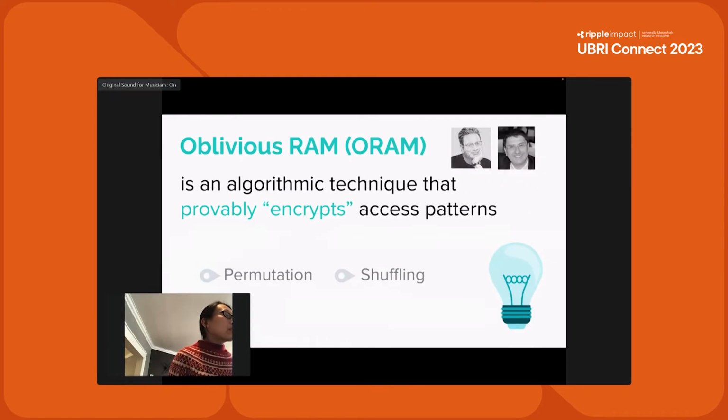Let me first quickly mention what ORAM is. It's an algorithmic technique that, I'd say, encrypts access patterns, because the security you get is as strong as encryption. Of course, you can encrypt data, but it's not clear how to encrypt access patterns, because access patterns are a side effect of program execution. But behind the scenes, essentially, you're moving the data blocks in memory and shuffling them as you access the data. So you'll see exactly how it works.